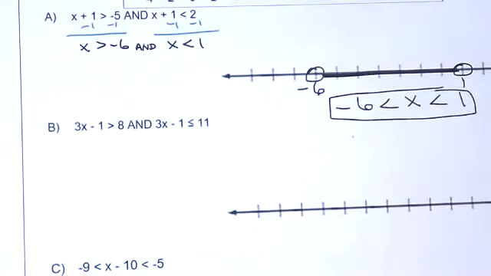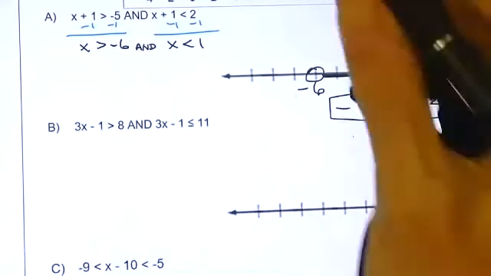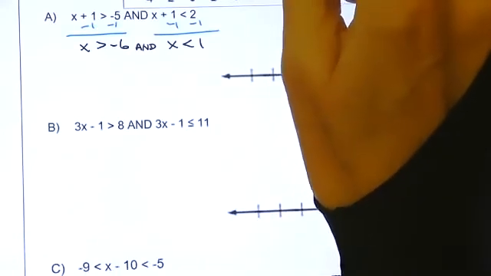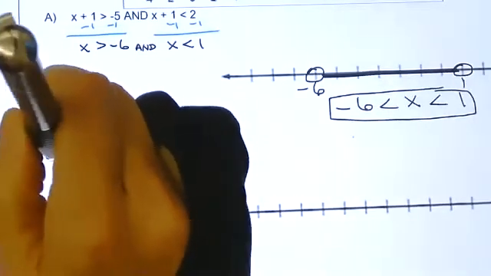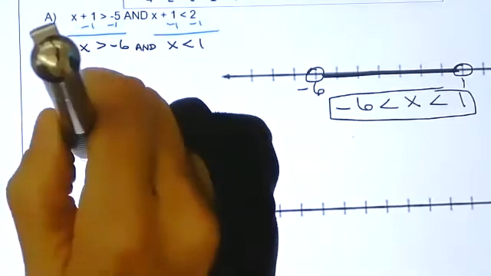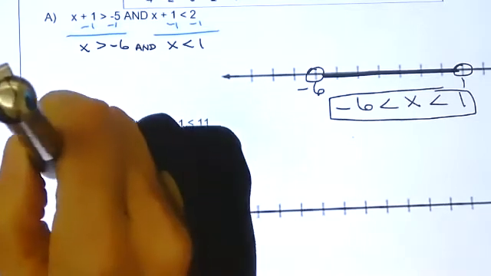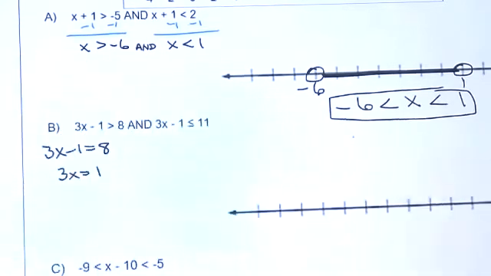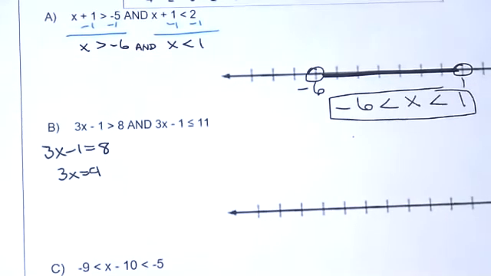Okay, part B, same thing. I'm going to solve this, and we're going to solve that. So 3x minus 1 is greater than 8. This is a two-step problem. If you want to change it to an equation, if that's easier for you, do that. Add 1 to both sides. So 3x would equal... why do I write 1 when I'm adding 1 to 8? I should have written a 9. So sorry. Add 1, you get 9.